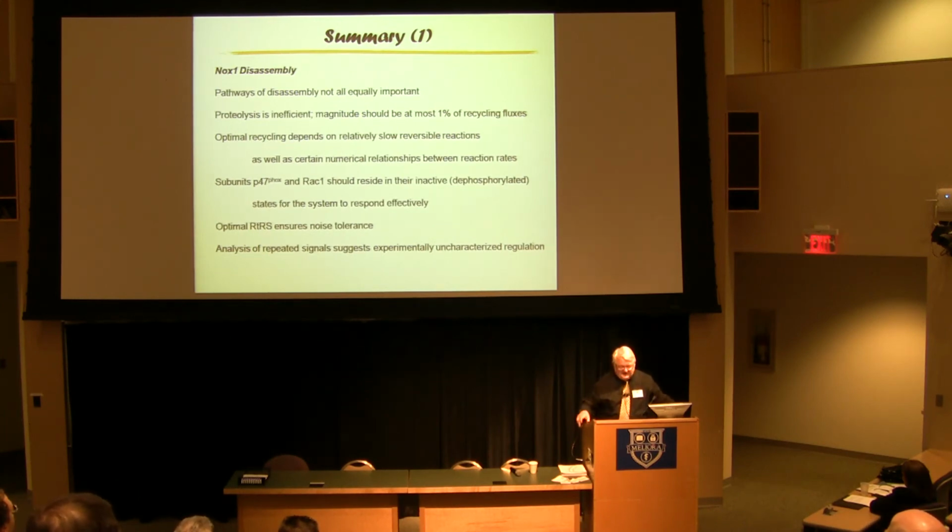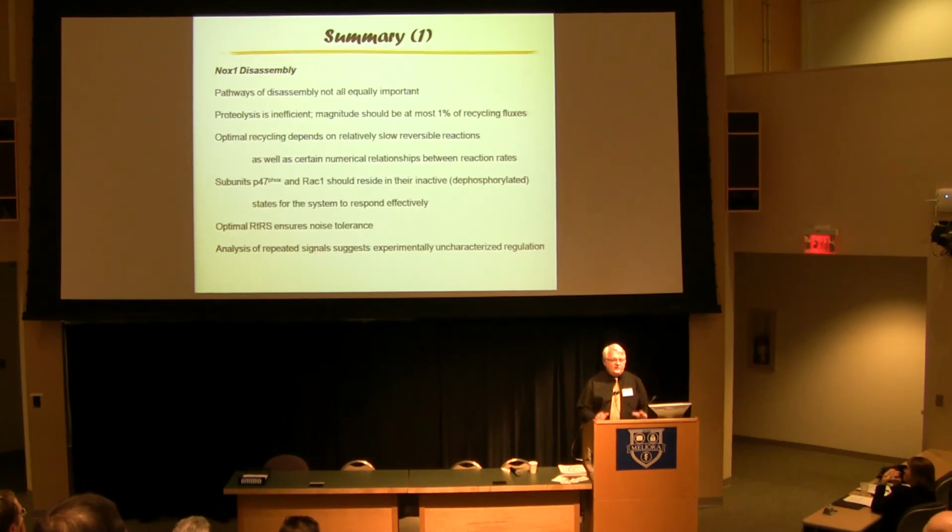The optimal recycling depends on relatively slow reversible reactions. If everything is very fast, you cannot control it. It's doing what it wants, and it's out of control. And there are certain numerical relationships, and the numerical relationships is, again, it's not 3.11. It's this has to be much bigger than that, this has to be much smaller than that, those types of relationships. And they are sufficient to characterize this.